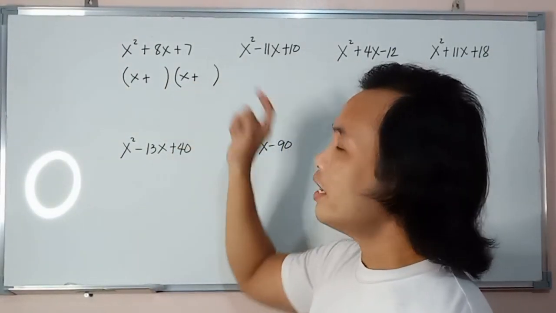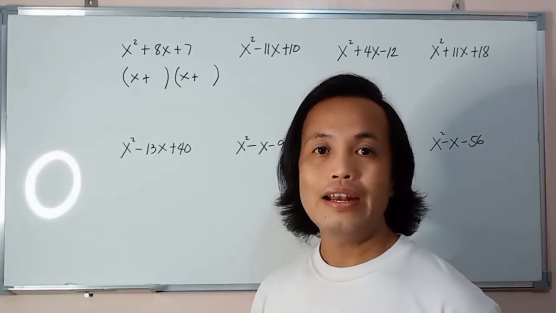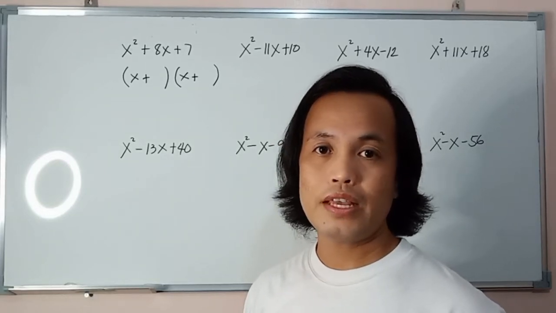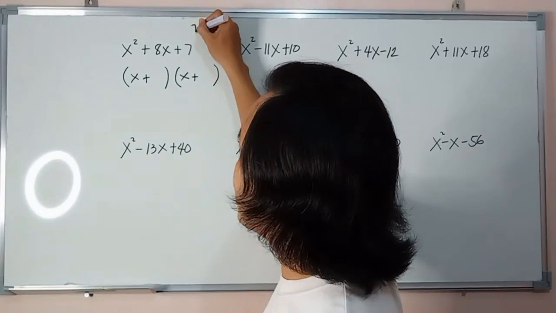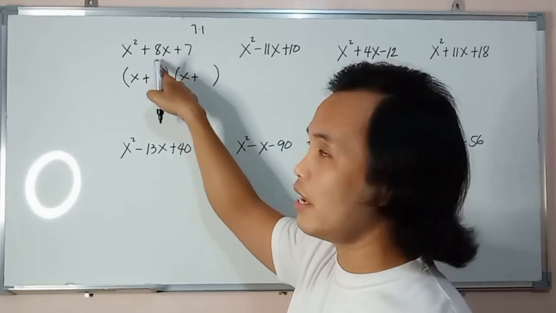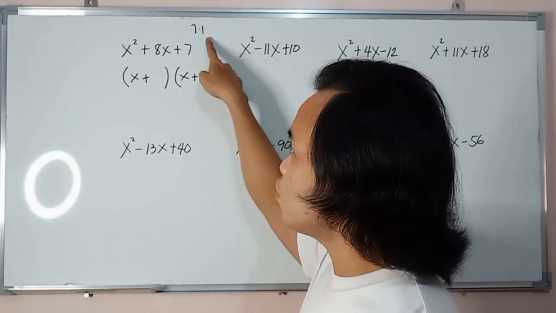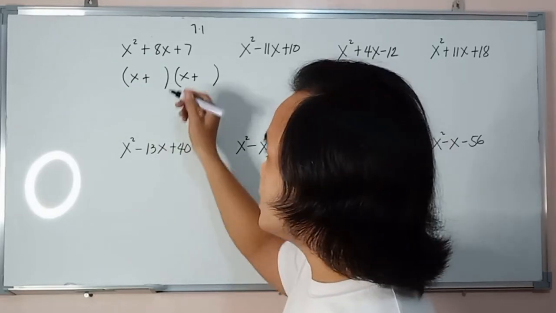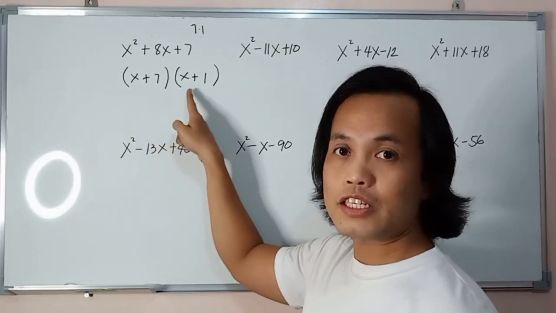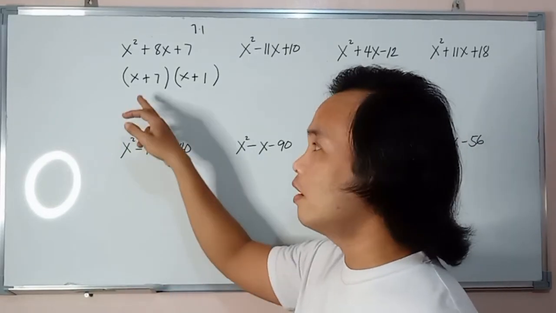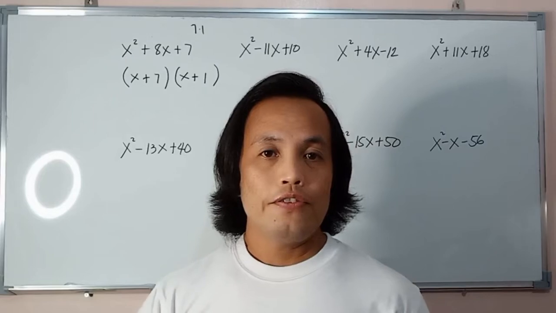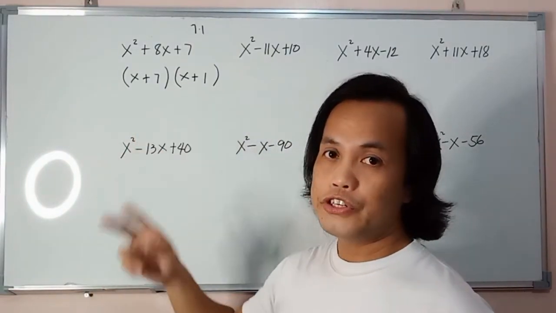Next, we get the factors of 7 that when added will give us 8. Since 7 is a prime number, there are no other factors except 7 times 1. 7 times 1 is 7, and 7 plus 1 is 8. So we can have 7 here and 1 here: x plus 7 times x plus 1, or we can interchange, x plus 1 times x plus 7.